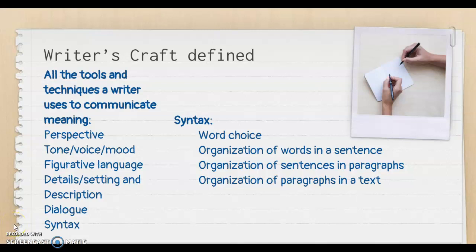So, writer's craft. Writer's craft includes all the tools and techniques a writer uses to communicate meaning. And the list is probably slightly bigger than this, but this is all we really need to worry about for our purposes. So these tools include perspective. Is this first person? Is this third person? Is it second person? We look at tone, voice, mood. Tone is the attitude or feeling of a text. Voice is coming from the author.